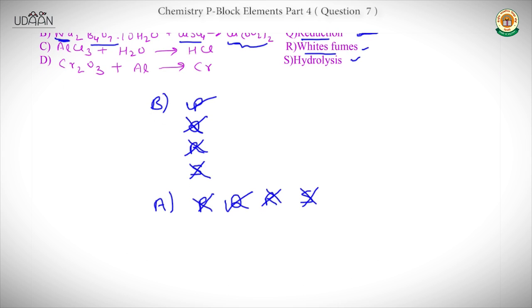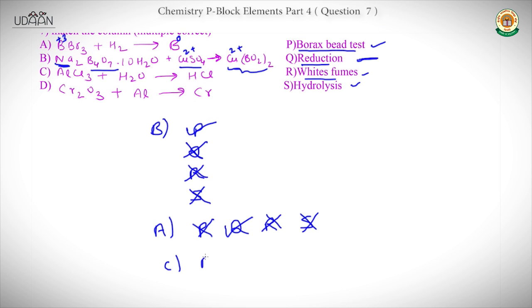Now move towards the next option, which is our C part. We see that AlCl3 plus H2O gives HCl. Firstly, let's check the P option. Is it a borax bead test? No, not at all. Q, reduction or not? Let's check it. Aluminium is in +3, but there is no change in aluminium here, and H is +1 and +1. So there is no reduction, so Q will not be there.